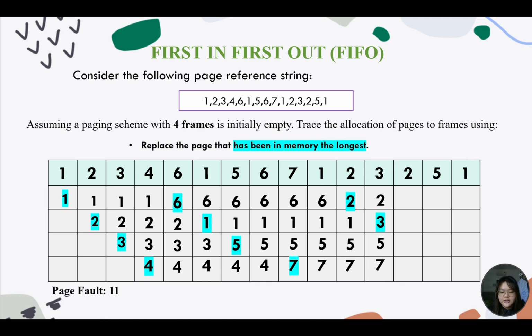Next, 2 is already in main memory, so we just keep the pages. Next, 5 is also already in main memory, so we keep the pages. No need to replace any pages. Next, 1 is not in main memory, so we see 2, 3, 5, 7. 5 is the oldest page, so we replace it with 1 and it becomes 2, 3, 1, 7. And the highlights, we count as page faults. Total page faults is 11. That's all from me. Thank you.